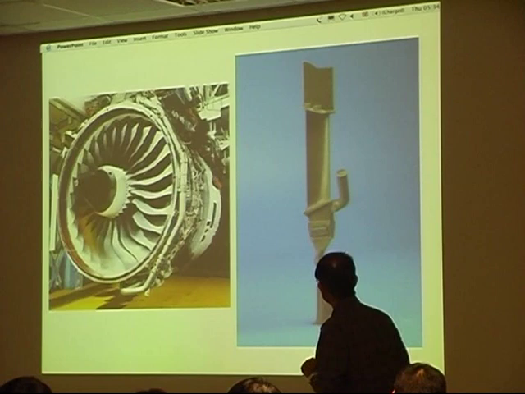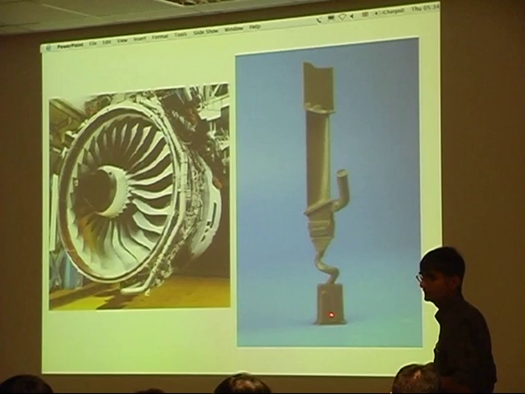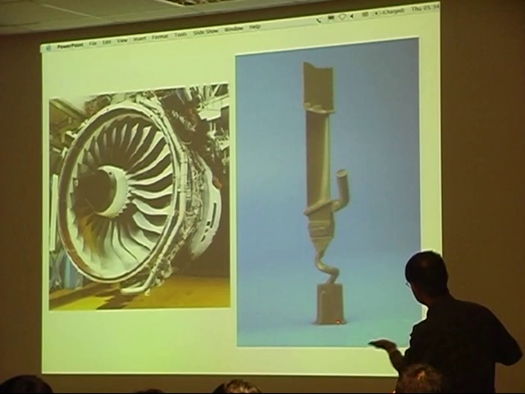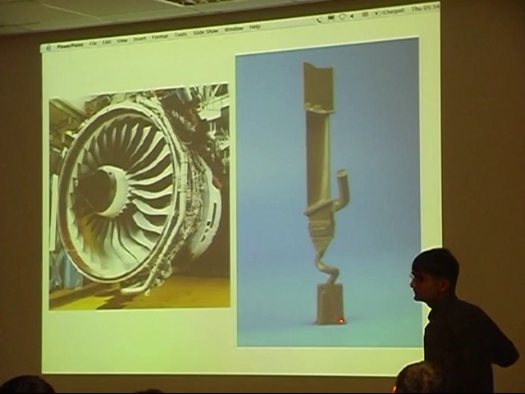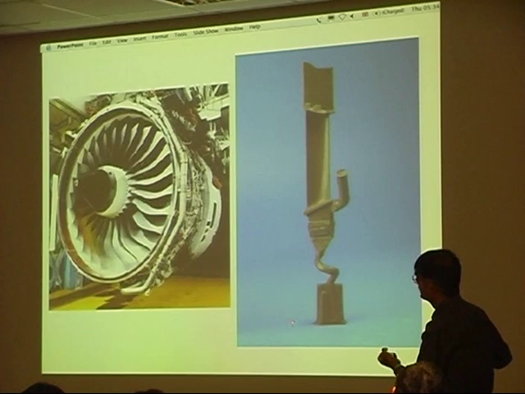And the way that you make it into a single crystal is that you start solidification from here. So let's imagine that this is very hot here, and underneath this point is a cold zone. So you start solidification here, and lots of crystals nucleate as I pull the blade into the cold zone. As they grow, only one of the crystals makes it through this helix.